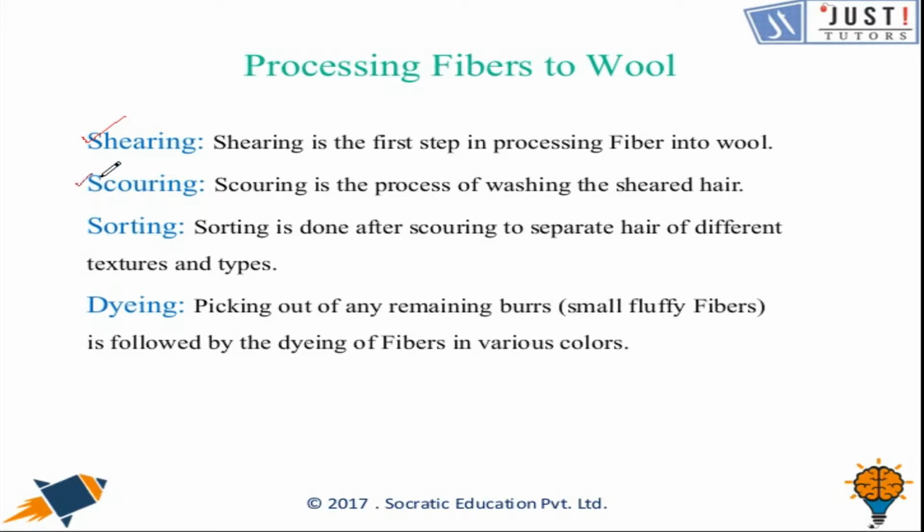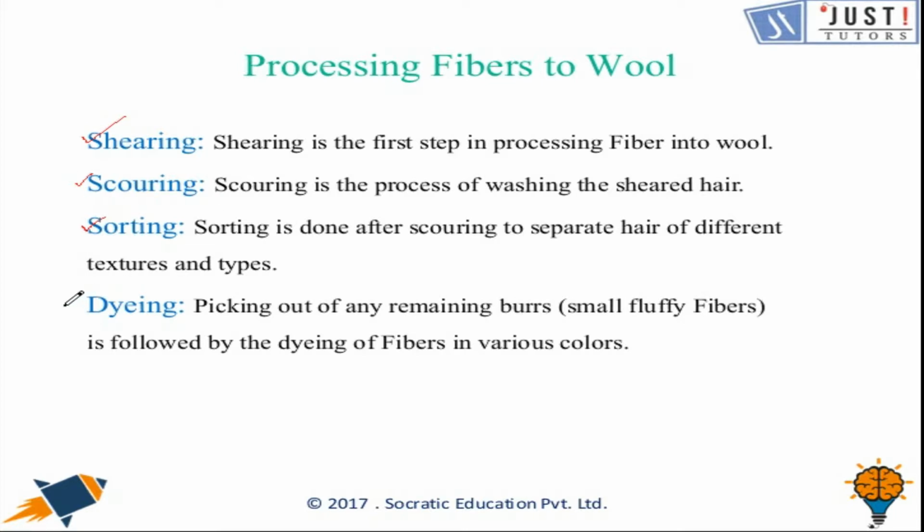The next is scouring. It is the process of washing the sheared hair. The woolen fibers are thoroughly washed in big tanks to remove grease, dust, and dirt by fully mechanized machines. Then it comes to sorting. Sorting is done after scouring to separate hair of different texture and types. This is to separate the low and good quality fibers. The good quality wool from the shoulder and sides of the sheep is used for clothing, while the more inferior quality comes from the lower legs and is used to make rugs. The fleece is sorted according to its texture and type.